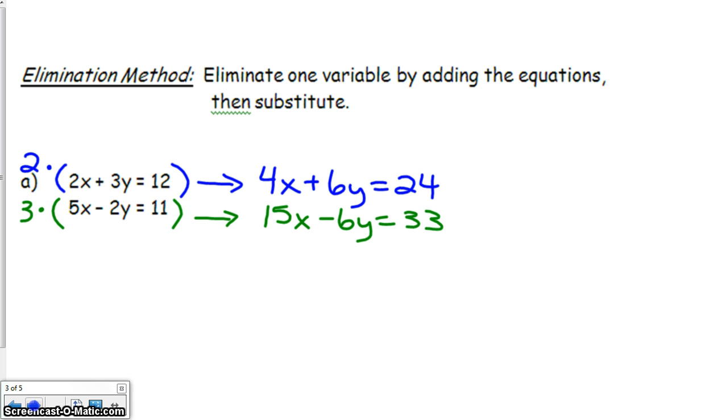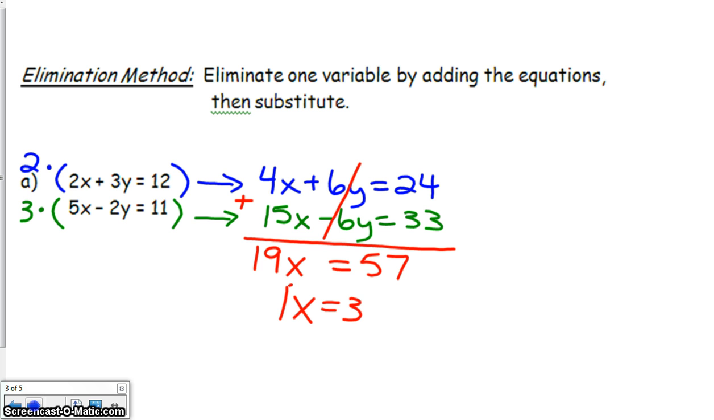I'm now going to add my equations vertically. When I add vertically, I want one of my two variables to drop out. So I'm going to add my x's to get 19x. My y's are going to cancel out, which is what I wanted. And I'm going to add my constants together to get 57. Then I can solve for x to get x equals 3.